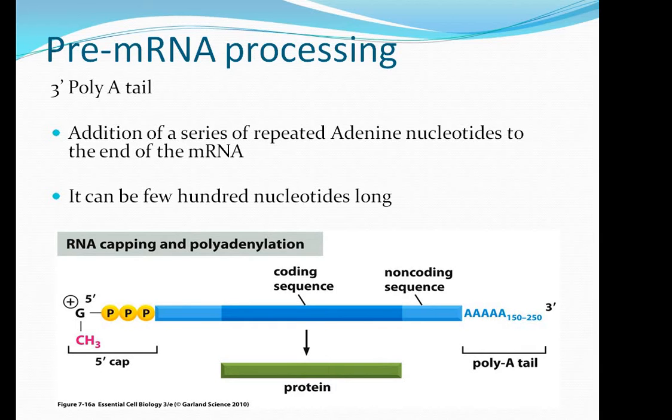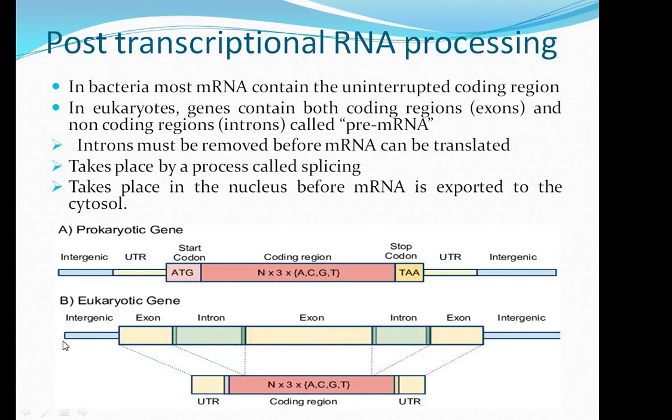The poly-A tail actually varies in length. It can be 10 nucleotides long or 100 nucleotides. So each mRNA has a different length of poly-A tail.